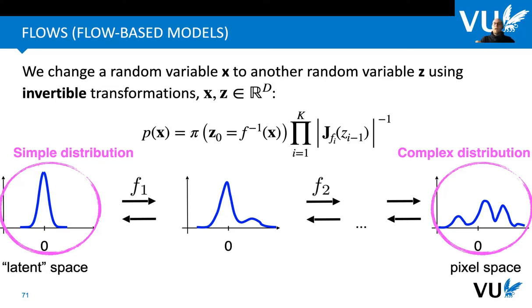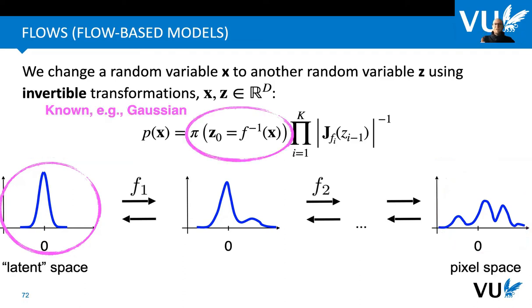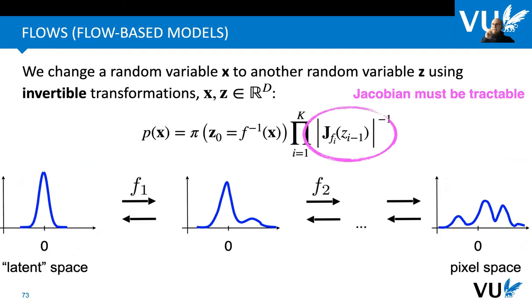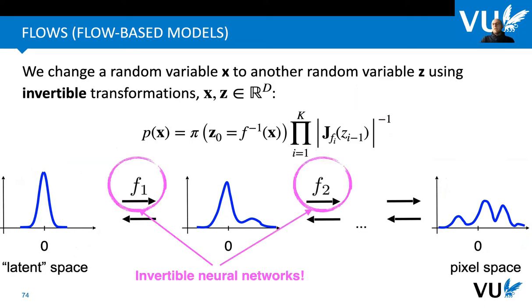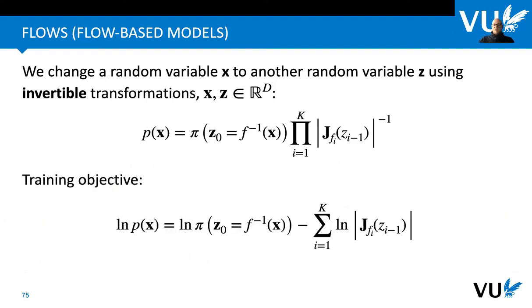So we can always learn through the log likelihood function. For instance, a typical choice is Gaussian as the simple distribution, but of course we cannot take any transformation f, because the Jacobian must be tractable and the transformation must be invertible. So what we typically do these days is take invertible neural networks. And the training objective, as you already heard a couple of times, is the log likelihood function, right?